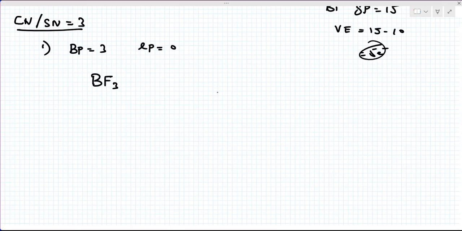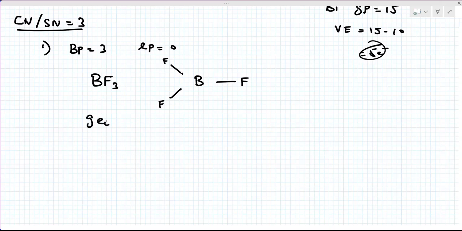Boron, group 13, p block. How do we find the valence electrons? Group number minus 10, so group number 13 minus 10 gives 3 valence electrons. Therefore, 1, 2, 3, and 3 fluorines: 1F, 2F, 3F, right? Now, this boron molecule has how many bond pairs? 3 bond pairs, 0 lone pairs.